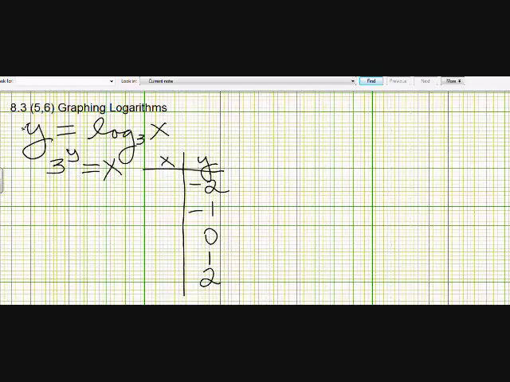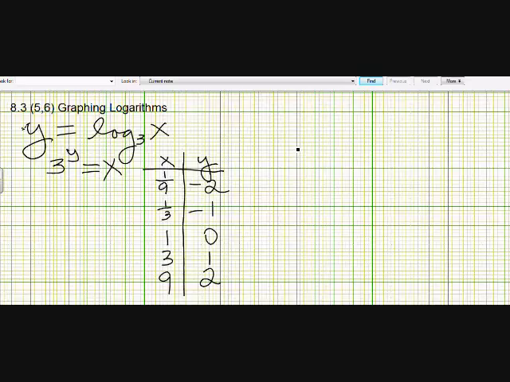Well, 3 to the -2, you could get that in your calculator if you wanted to. It's 1 over 3 squared, it's 1/9. 3 to the -1 is 1 over 3 to the first power, or 1/3. Now the ones that you should know without thinking about it. 3 to the 0 is 1. 3 to the first is 3. 3 to the second is 9. Okay, so there's my xy chart.